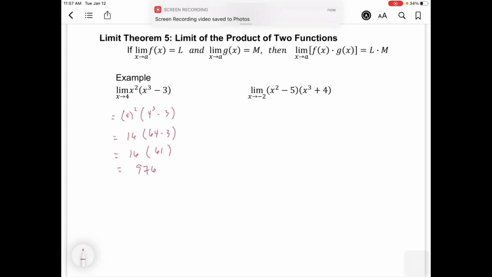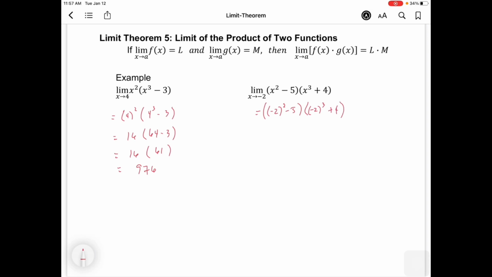The next is the limit of x squared minus 5 multiplied to x cubed plus 4 as x approaches negative 2. The same, magkakaroon tayo dito na is equal to negative 2 squared minus 5 times negative 2 cubed plus 4.